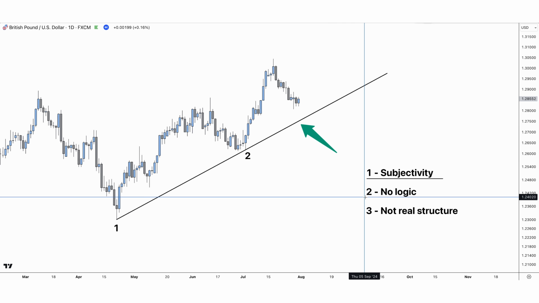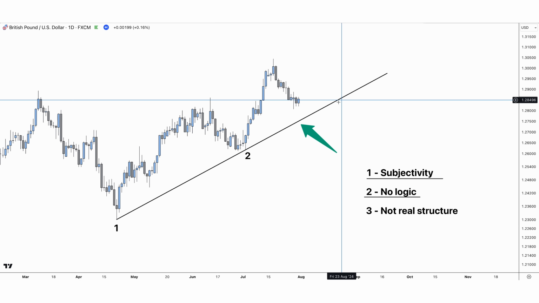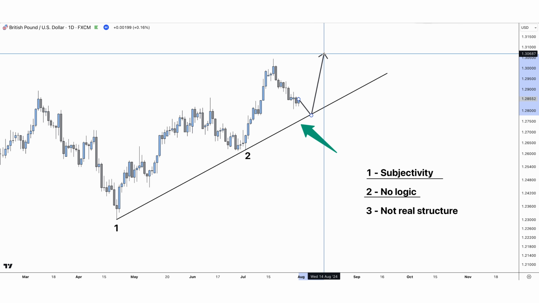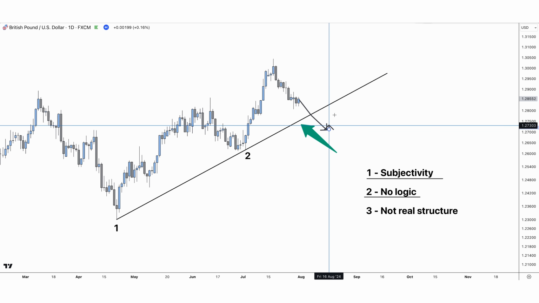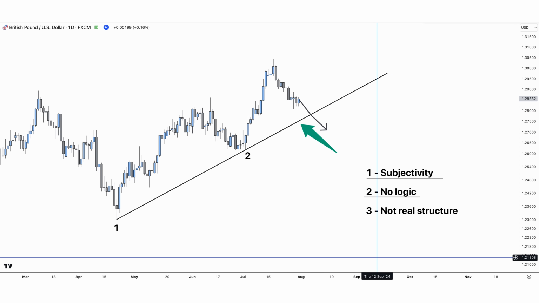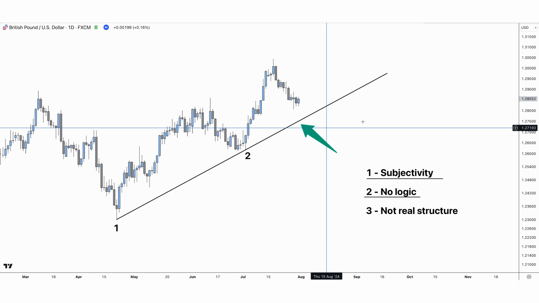Now, the second is there is no logic behind them. They don't really exist. It's just a line that you've drawn connecting lows. There's no real specific reason why the market should retest this level. And if it breaks, there's also no reason why this should lead to a reversal in price. So there's actually no logic behind them, which is why they rarely ever work out.